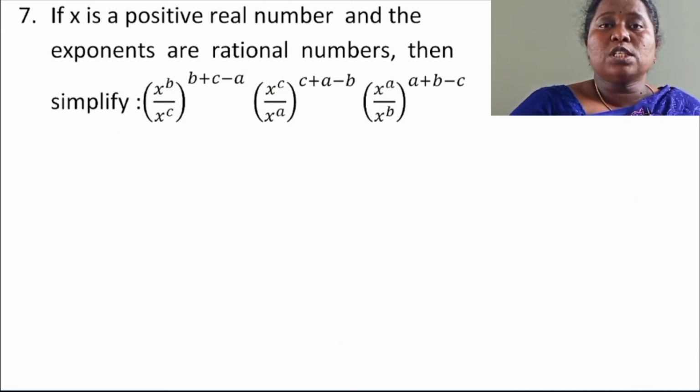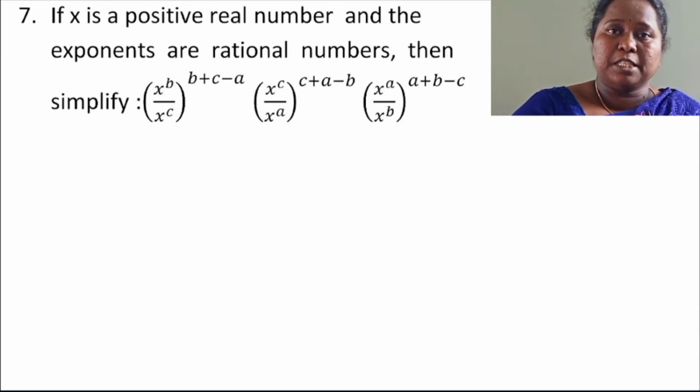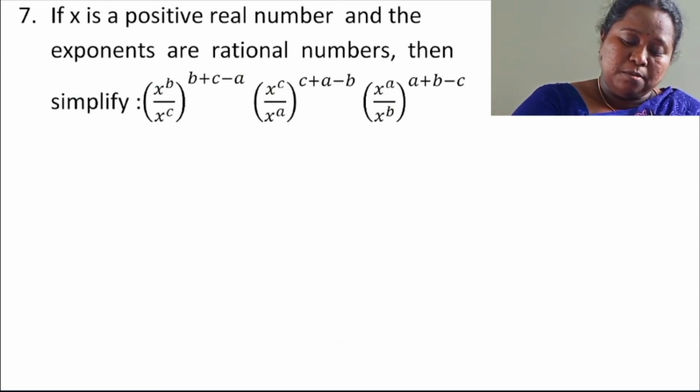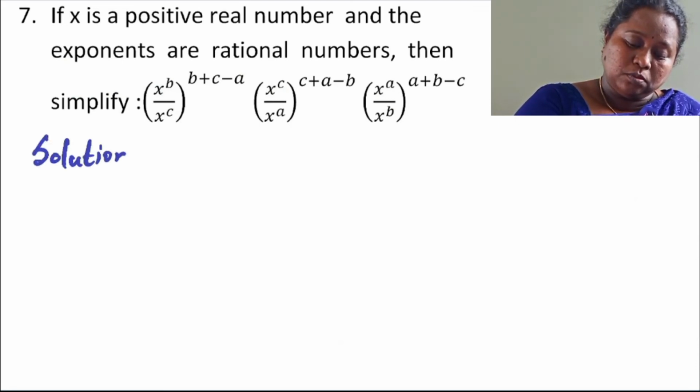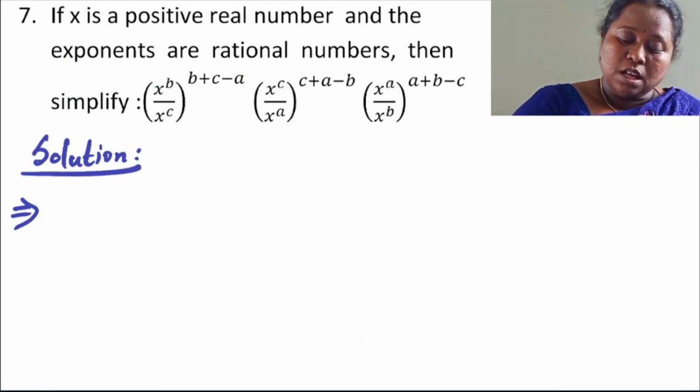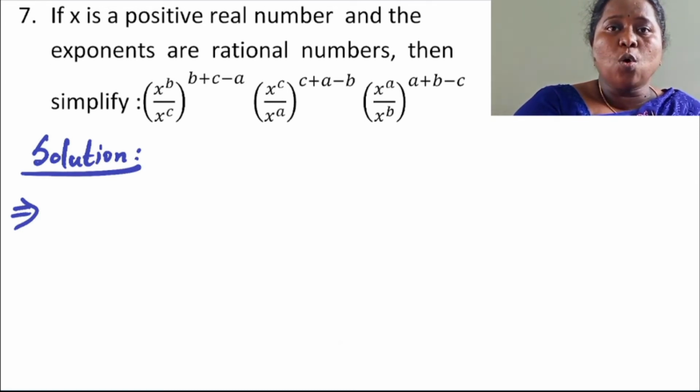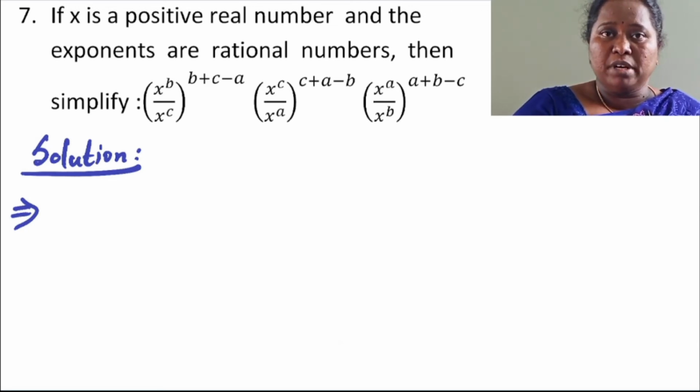If x is a positive real number and exponents are rational numbers, then simplify this expression. So the easiest way, see here in this sum, x power b, the whole power b plus c minus a. Similarly, in the denominator, x power c, the whole power b plus c minus c. So we know how to multiply the common terms in algebra. I am going to apply the same condition here also.